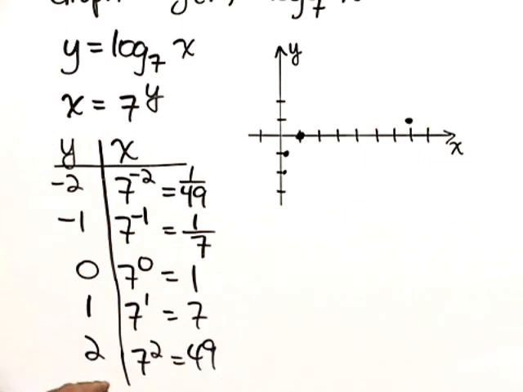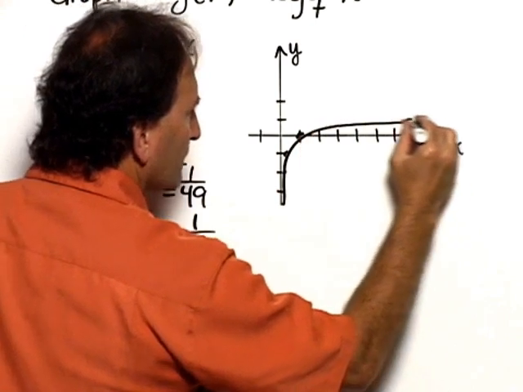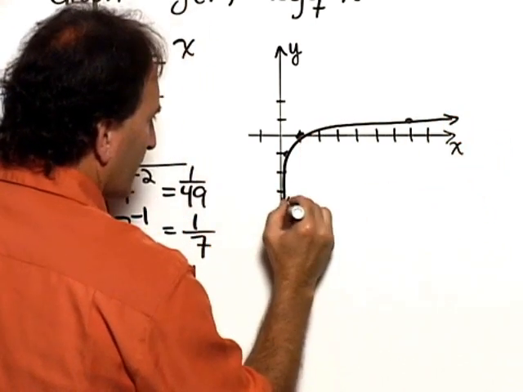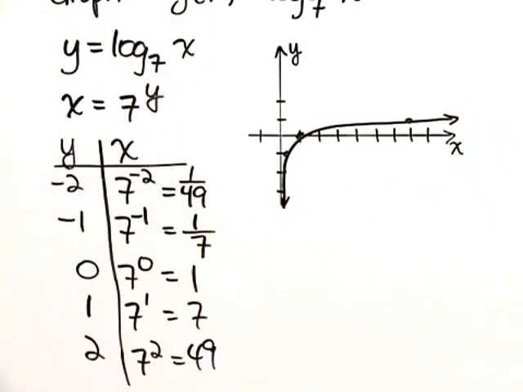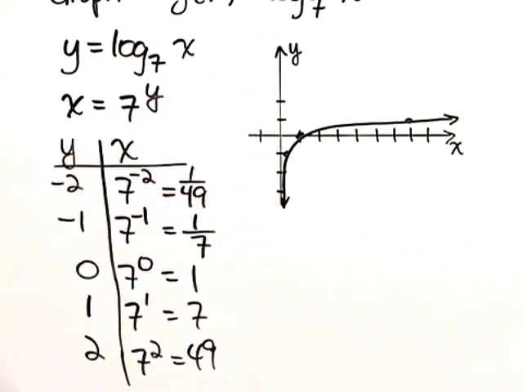And I can't even draw on the graph in terms of my scale. When y is 2, x is 49. But we can see what's happening here. The graph comes up through these points and then heads out in that direction. That's the graph of a logarithm. Notice that the y-axis is a vertical asymptote.